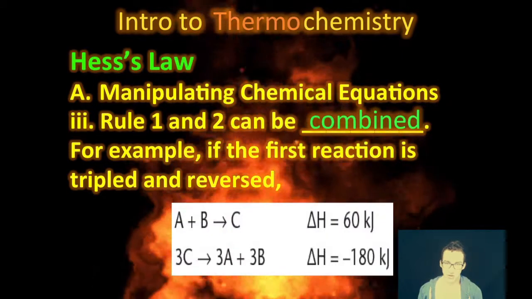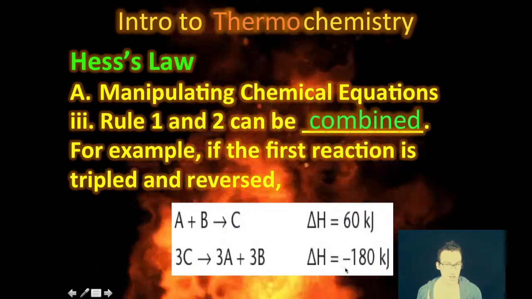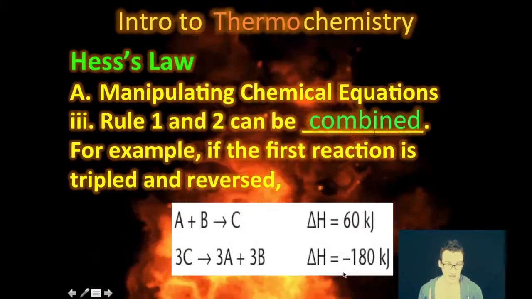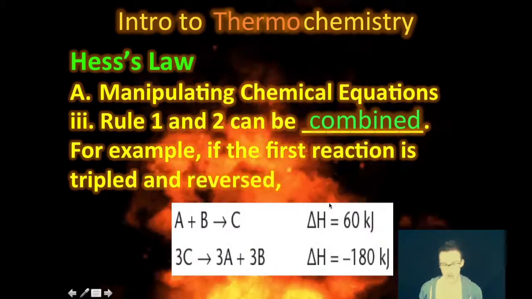And then lastly, keep in mind you can combine those two first rules. So if you were to say reverse and then multiply an equation, you must change the sign and then multiply that equation by whatever coefficient used, in this case 3. And that in a nutshell sums up Hess's Law and what you need to know for today's class.